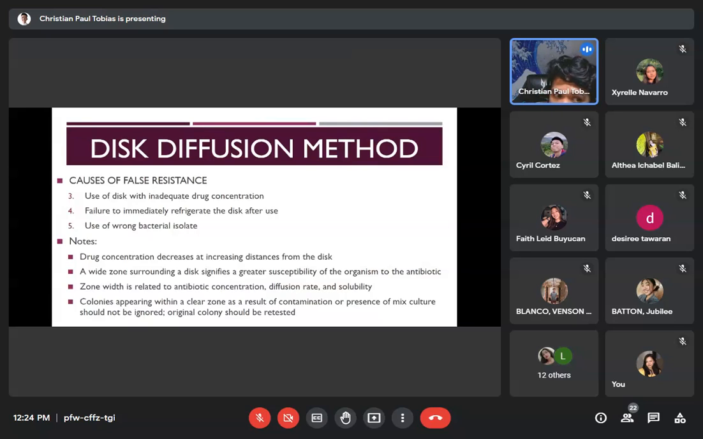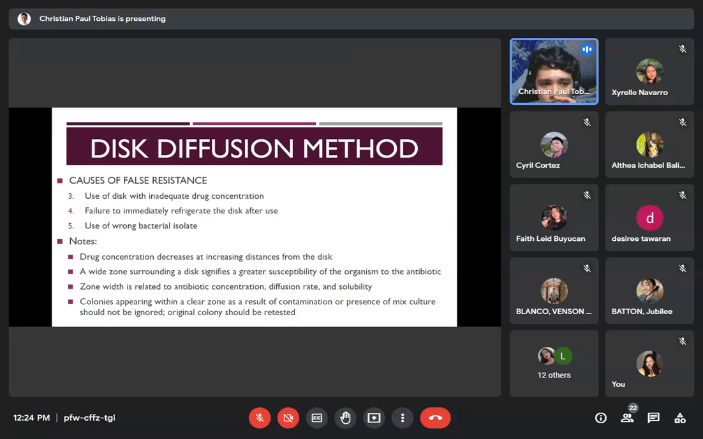So notes, okay, high yield: drug concentration decreases at increasing distances from the disc, as mentioned from your eagle effect. Di ba? A wide zone surrounding a disc signifies a greater susceptibility of the organism to the antibiotics, and zone width is related to antibiotic concentration, diffusion rate, and solubility. Colonies appearing within a clear zone as a result of contamination or presence of mixed culture should not be ignored. Original colony should be tested.